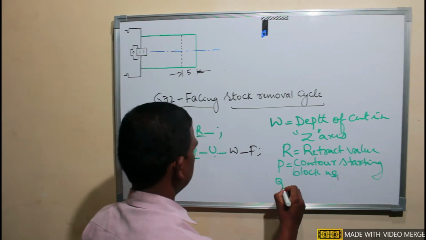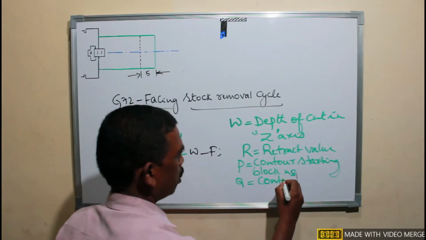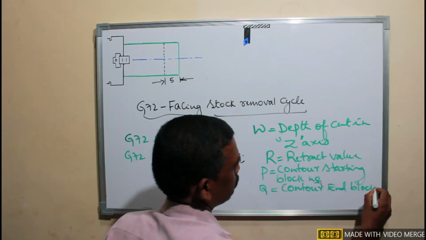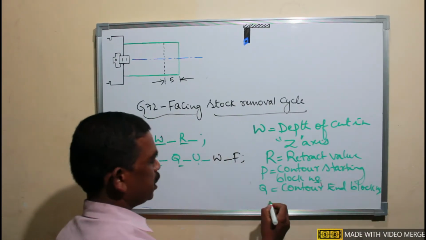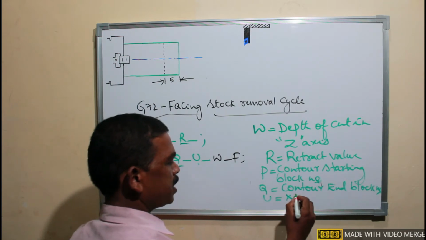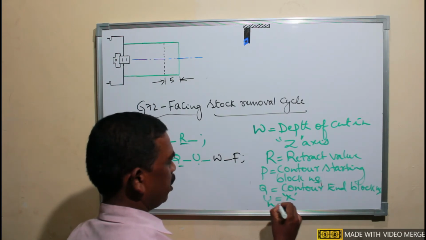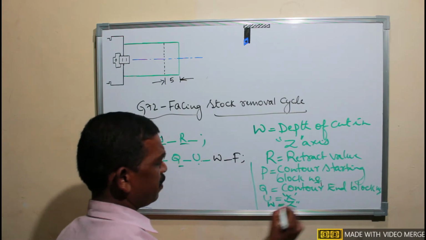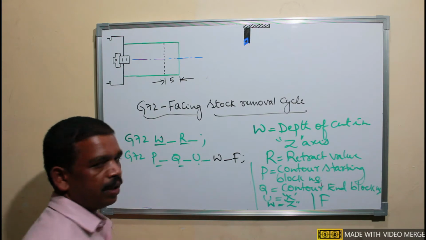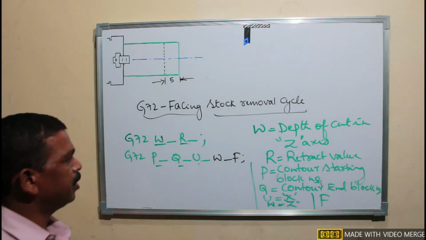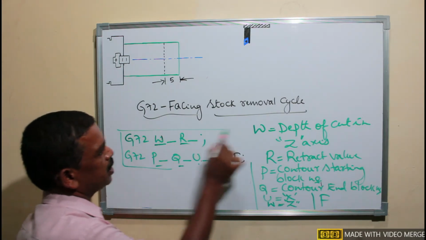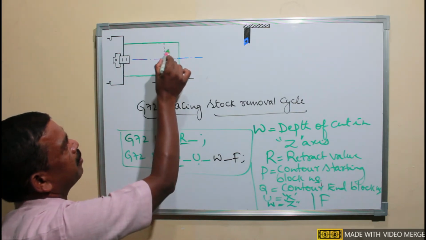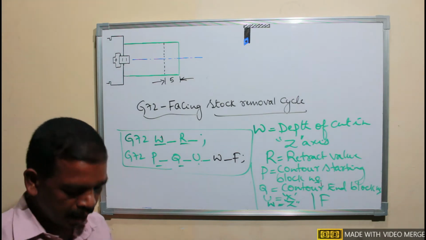That Q is the contour end block number. This U is finishing allowance in x-axis and W is finishing allowance in z-axis, and this F is for feed. Feed may be in mm per revolution or mm per minute. So this is the format. By using this format, we have to write the program for removing this extra material from the face of the workpiece.